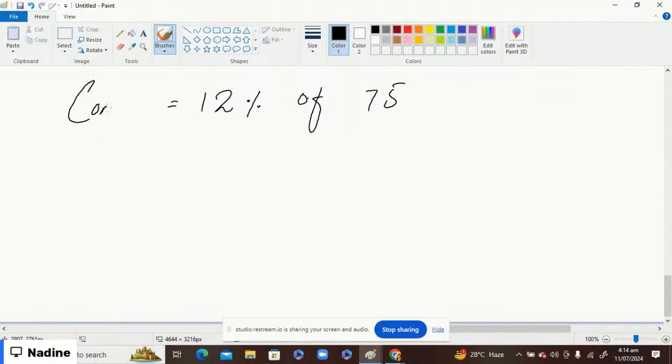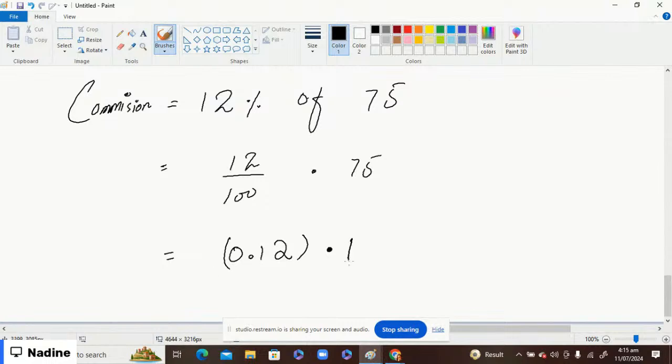So this is your commission. Okay, so 12% is 12 divided by 100 times 75. So what is the answer of 12 divided by 100? When you find it out, the answer is 0.12 times 75.